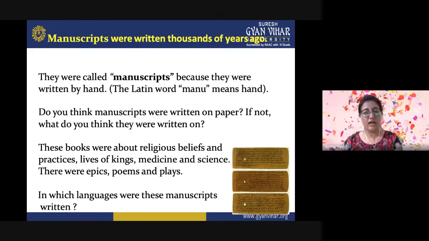So we can ask our students why it was written by hand. Was there no typing material available at that time? Was there no ink? Do you think manuscripts were written on paper? And if not, what do you think they were written on? These books were about religious beliefs and practices, the lives and schedules of the kings, the medicine used at that time, and science. There were epics, poems, plays. In which languages were these manuscripts written?